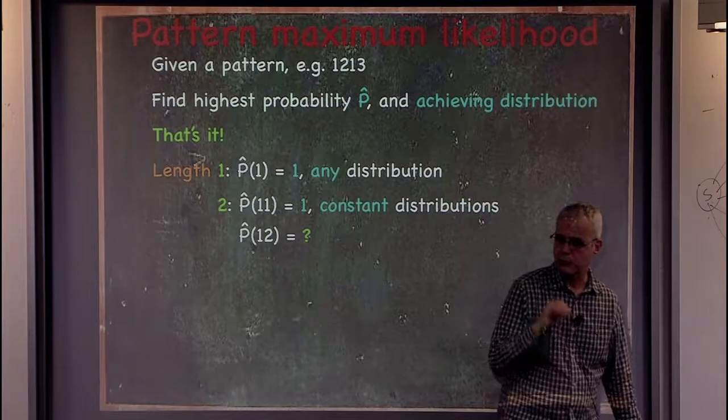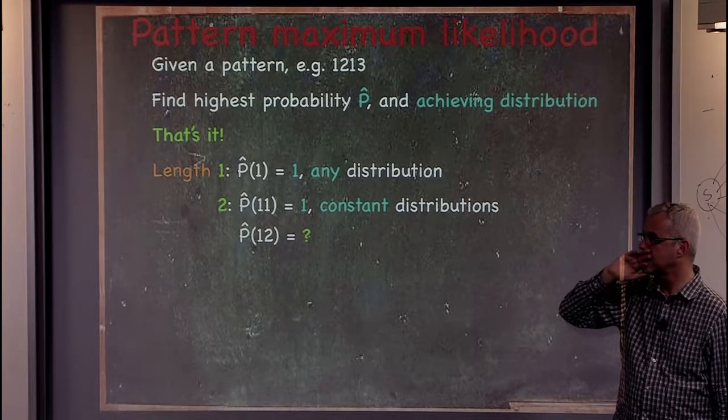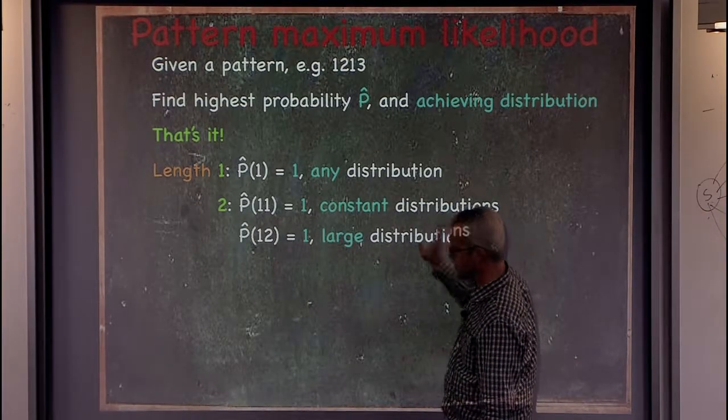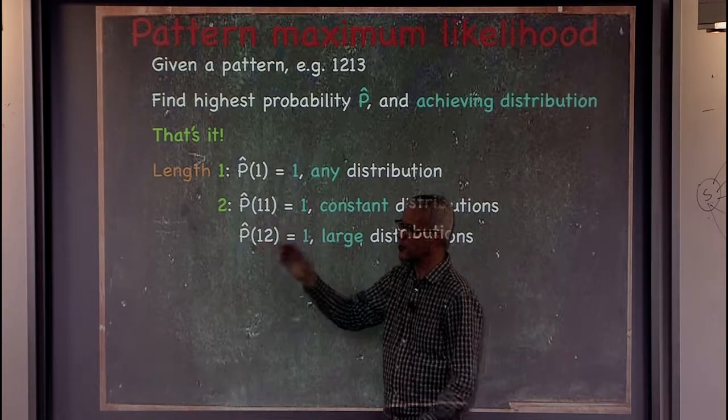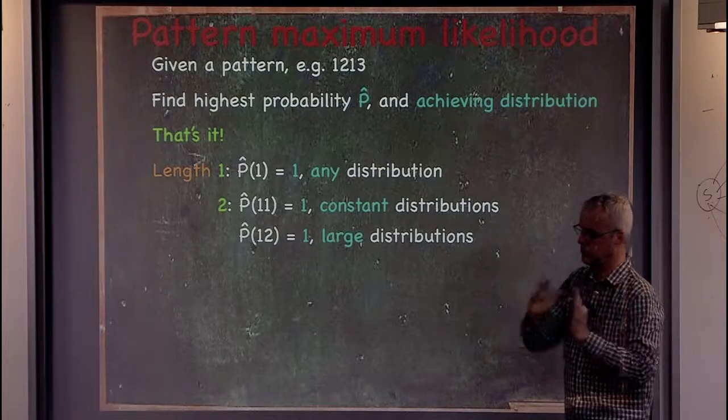What is the highest probability that 1, 2 can get? 1. And it's achieved by a uniform distribution on a very large, infinite alphabet. Notice some people might say a quarter, but they're thinking of coins. We're not limiting ourselves to an alphabet of size 2. We're looking at any alphabet.